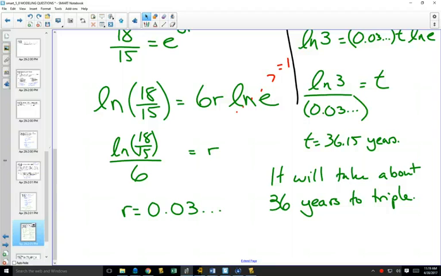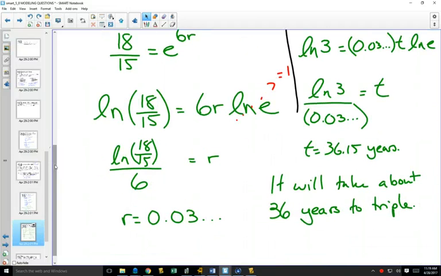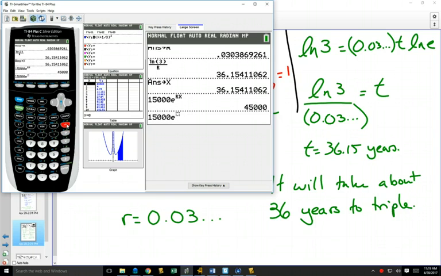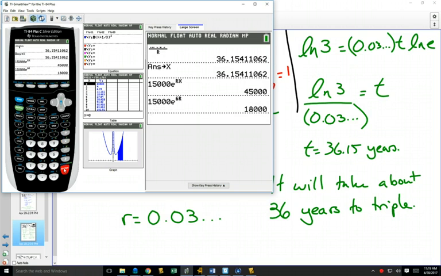One thing we forgot to check if our R value is right. So maybe we want to go back and say, does that work out? And because we've got it stored, we can still do that. 15,000 e to the power of 6r. That should be 18,000. And it is. So we can store our values. Again, storing our values helps us check.